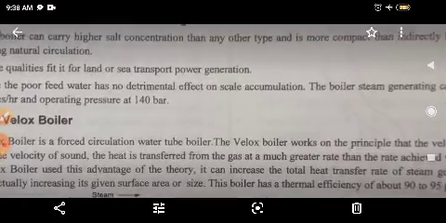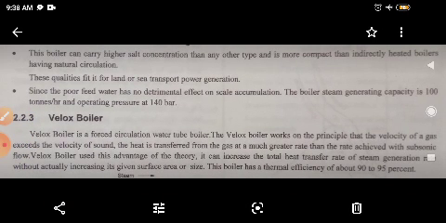Let's see, next one is the Velox boiler. Velox boiler is a forced circulation water boiler. Okay, this is a water tube boiler. Water tube means water in tube. Fire tube means fire in tube. Okay, the Velox boiler works on the principle that the velocity of gas exceeds the velocity of sound, that means ultrasonic velocity. Velocity of gas exceeds the velocity of sound.